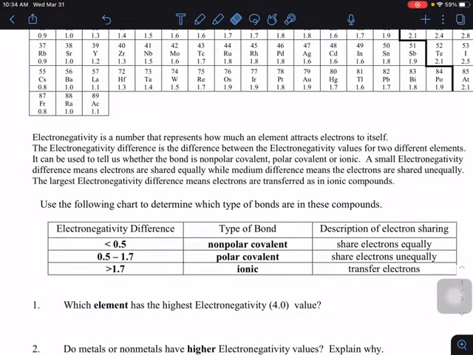It can be used to tell us whether the bond is nonpolar covalent, polar covalent, or ionic. A small electronegativity difference means electrons are shared equally, while a medium difference means the electrons are shared unequally. The largest electronegativity difference means electrons are transferred, as in ionic compounds. And then we have this chart right here.